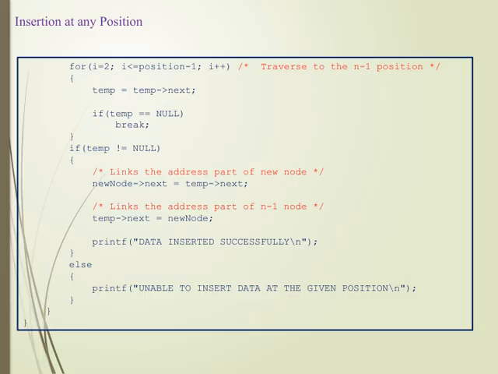Finally, we provide feedback. If the insertion was successful, we print a success message. Otherwise, if we couldn't reach the position, we inform that insertion at that position isn't possible. This process highlights the importance of careful traversal and pointer updates to maintain the integrity of the linked list.